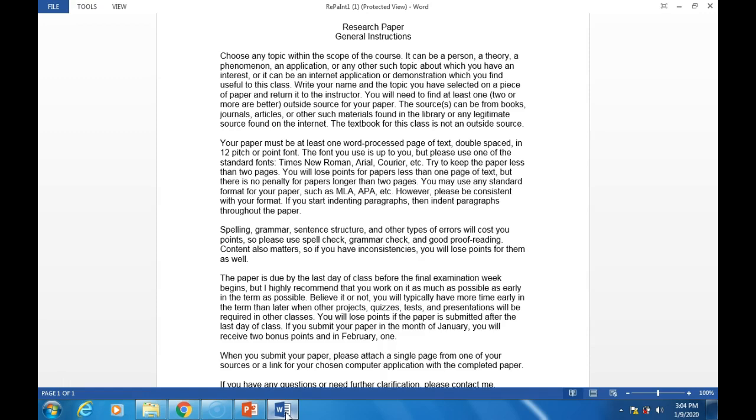Now here's something I require that I don't know that I've heard of anyone else require. When you submit your paper, I want you to print me or copy me a single page from one of your sources. Now remember, you've got 2 or more sources, or 1 or more sources. Pick a source, any source, any one of the 3 or 4. I don't care. Pick 1 page from that source. I don't need the whole source. I don't need a page from every source. A single page from 1 source. Turn that in with your paper.